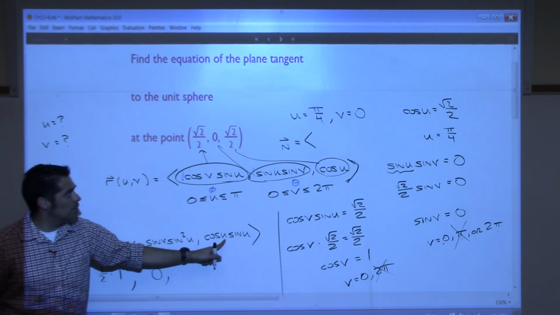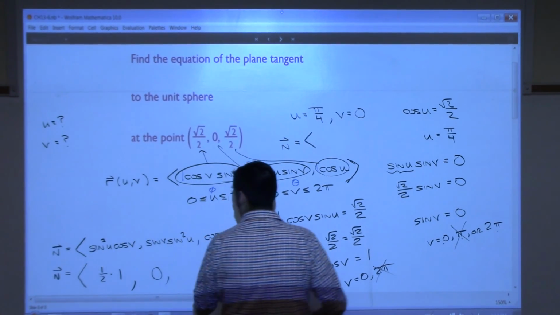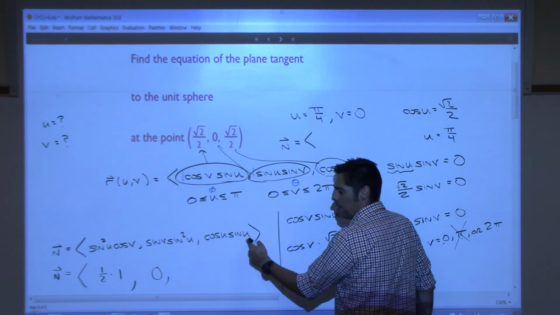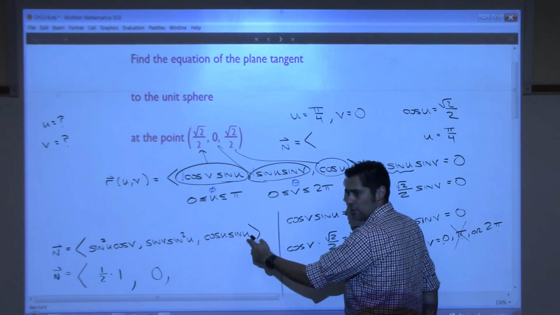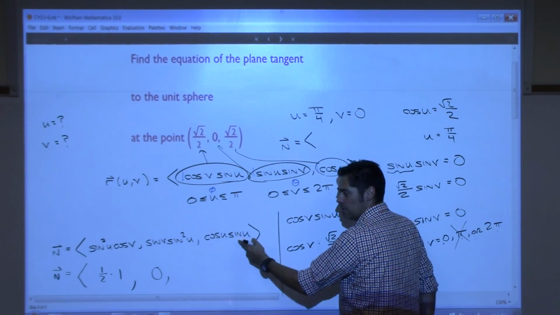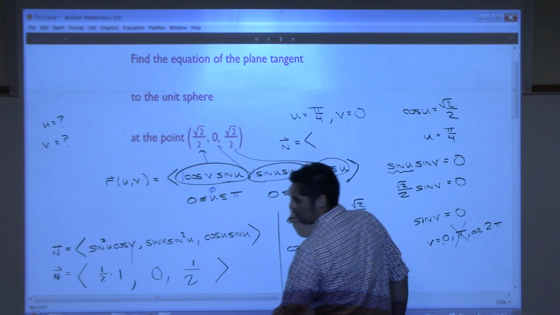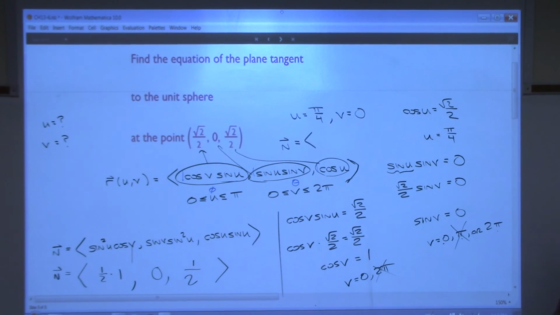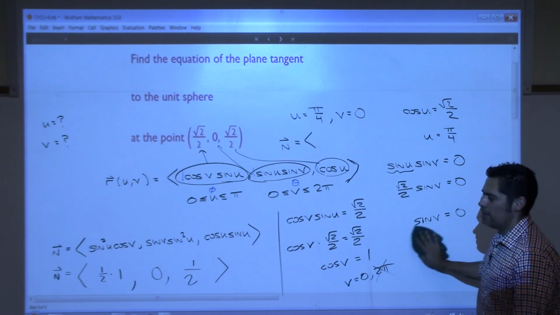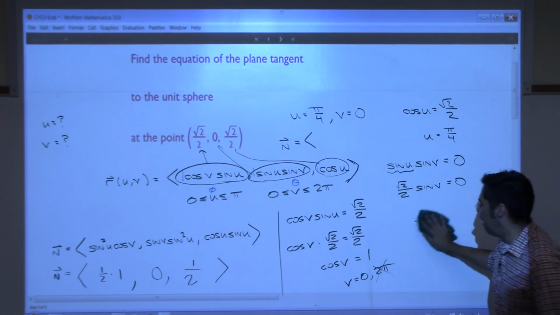What's cosine of u? What's cosine of pi over 4? Root 2 over 2. What's sine of pi over 4? Root 2 over 2. So root 2 over 2 times root 2 over 2? 1/2 again. There's our normal vector. Questions? You sure? You got it? I was just thinking, what if we had picked 2 pi and then I see that the middle one would be 0? It would still be 0. Yeah, it wouldn't matter.